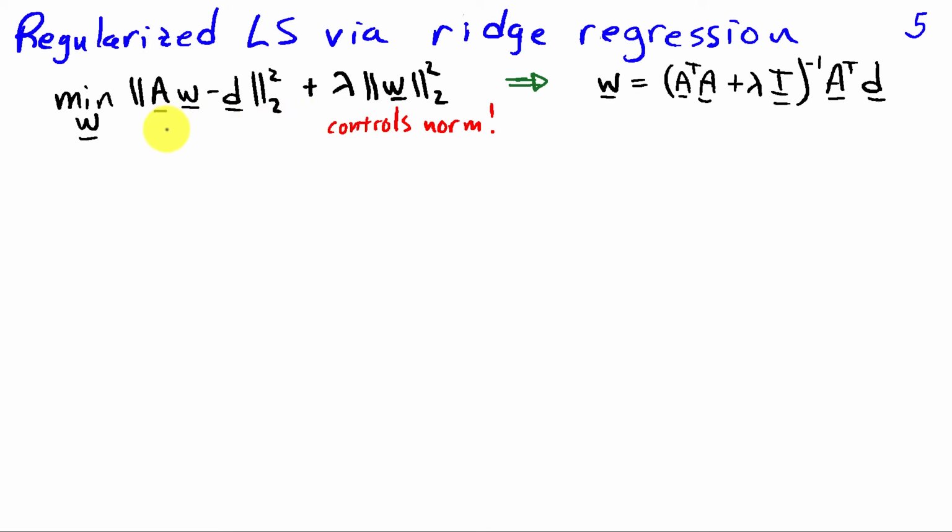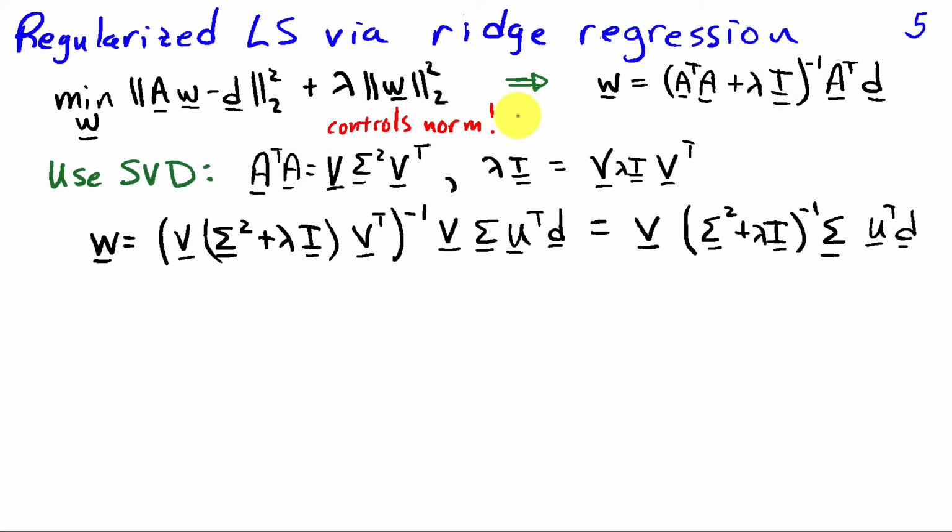And recall, in ridge regression, we minimize the squared error plus lambda times the 2 norm squared of the vector W. And by minimizing the sum of these two terms, we're effectively controlling the 2 norm of the solution and thus limiting the sensitivity. This leads to a solution for W being equal to the quantity A transpose A plus lambda I, inverse, times A transpose D.